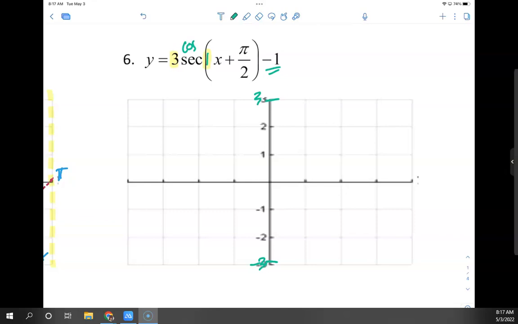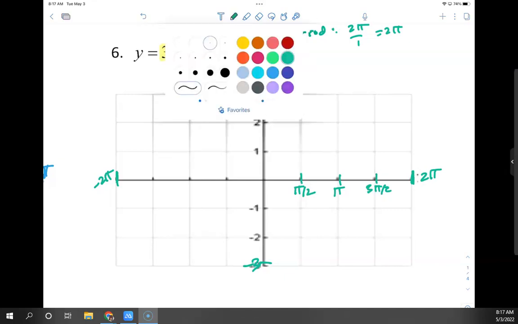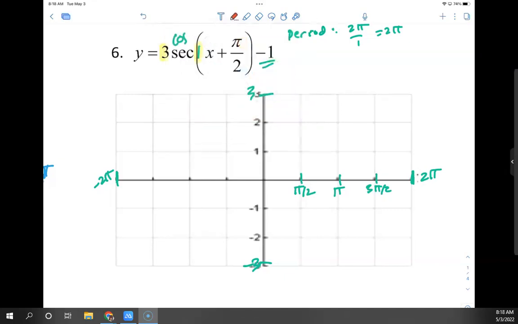The period for this is 2 pi over 1. If I divide everything by 4, that gives me pi over 2, pi, 3 pi over 2, 2 pi. So I fill all those in. Okay, and I'm starting off by doing cosine. Cosine starts at A, and A is positive 3. If A was negative 3, it started at the bottom. Starts at A, goes to 0. I'll just follow that along.